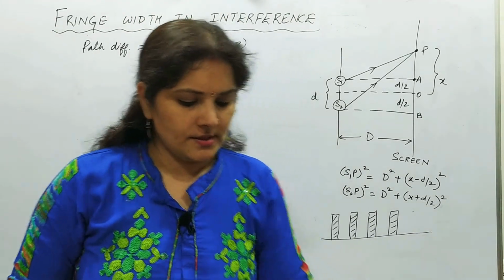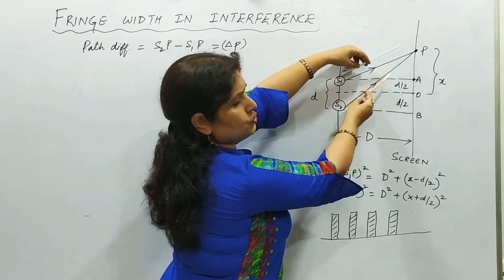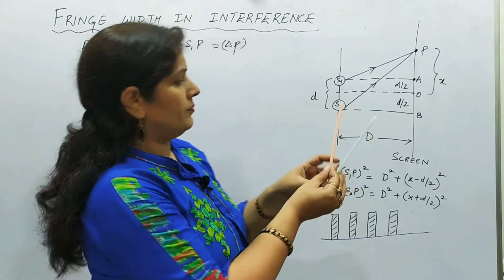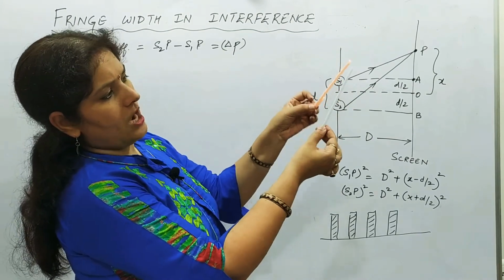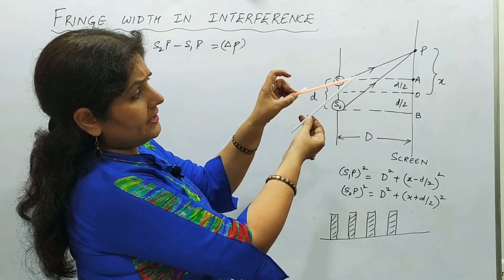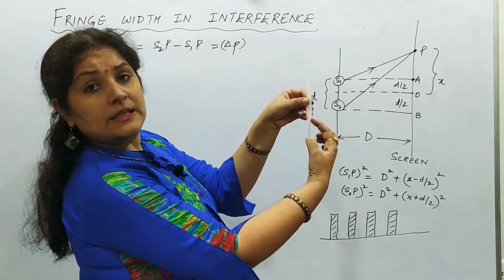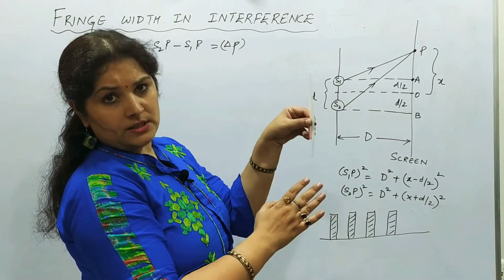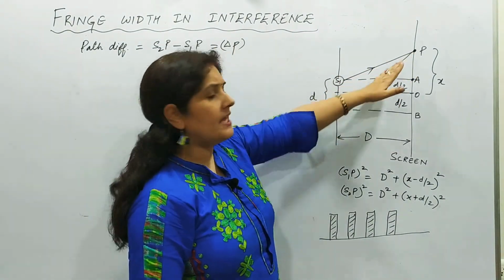Say there are two rays. One is S1P and the second one is S2P. This is how they are reaching a particular point. How to find the path difference? We need to find the difference between the two. So this part would be the difference. This is what the second ray has traveled extra, which tells us the path difference, right? So S1P and S2P. S2P has traveled more distance.